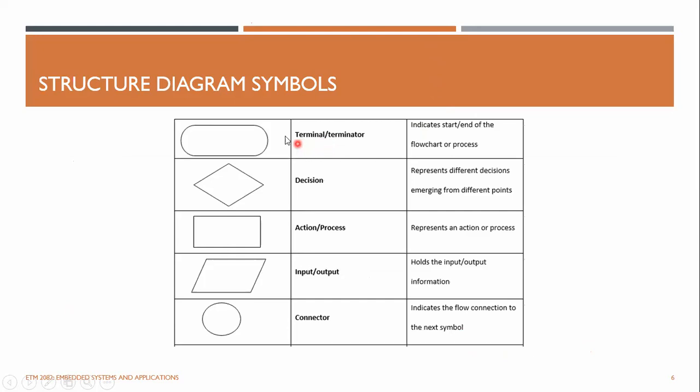Structure diagram symbols are like this. This is used for the terminator, indicating the start and stop of a flowchart. And this is for decision, like if this happens, something like that. So we use it for decisions. And for actions, we use this rectangle, and for inputs, we use this one. So in order to connect several sections, we use connectors.